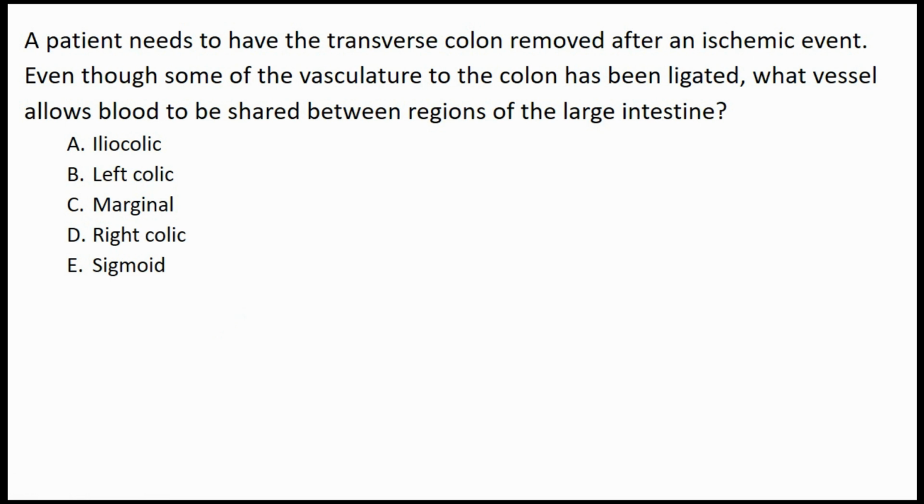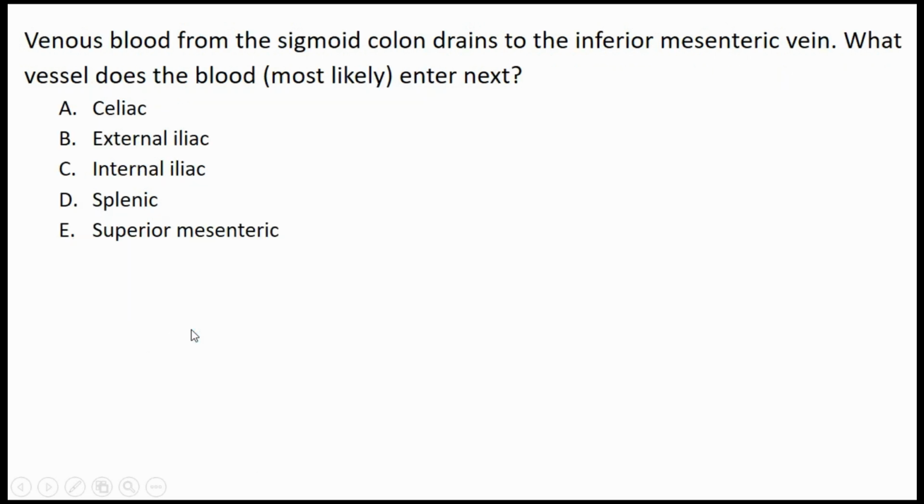Same basic setup, but now, after some of the vasculature has been ligated, what vessel allows blood to be shared between regions of the large intestine? That would be, most correct, C, the marginal artery. So the marginal artery will carry blood from the right colic and left colic to the section of gut that's had its artery ligated. So right colic and left colic, they're involved, but marginal is what actually allows the blood to be shared. So just make sure you're giving every answer the opportunity to be correct before jumping to make it a final answer on the exam. Okay, next up.